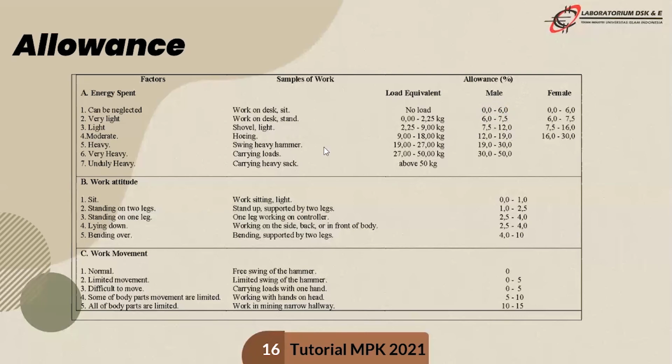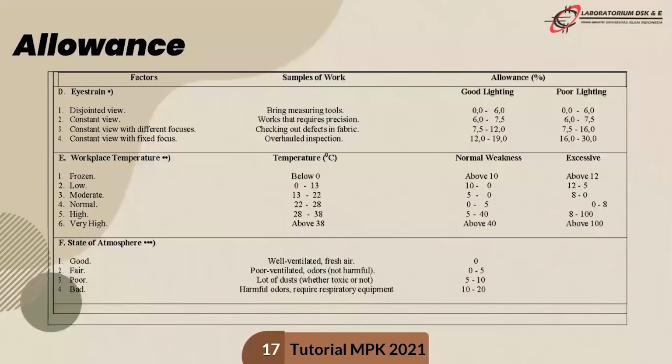And then we can do the same thing for the other factors. There are 6 factors that we must pay attention to. The first is the energy spent. Second is work attitude. Third is work movement. Then the next is eye strain, then the workplace temperature, and the last is the state of atmosphere.